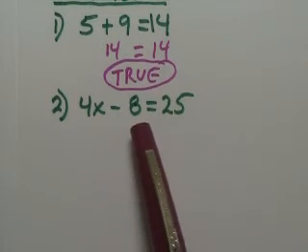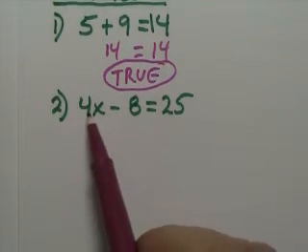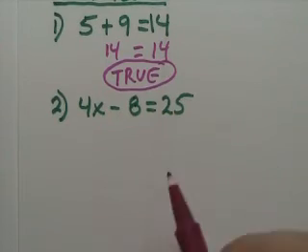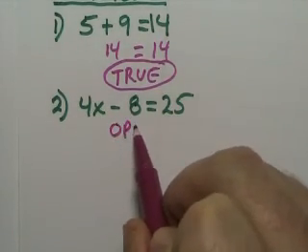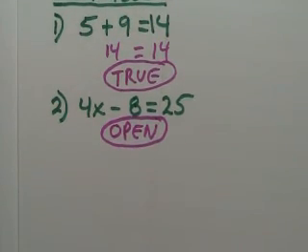Number 2, we have 4x minus 8 equals 25. First of all, notice that it has a variable in there. So is it true, false, or open? It's open because it has a variable.